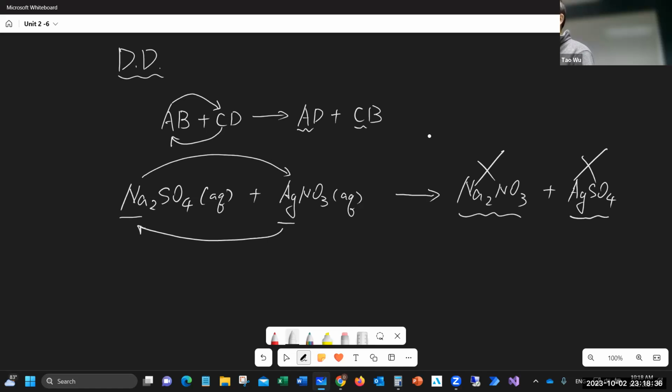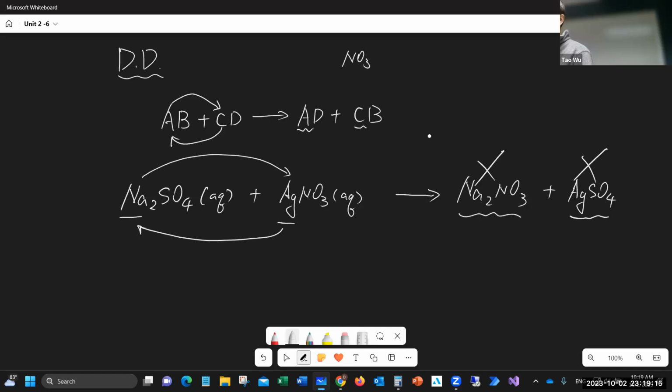Yes, we have sodium combined with nitrate, silver combined with sulfate, but this is not exactly the correct formulas. You can go ahead and look at the common ion sheet. What is the charge for the nitrate? What is the charge for the sulfate? Last time we talked about the polyatomic ions. There are 4 very common polyatomic ions. I hope you can remember them.